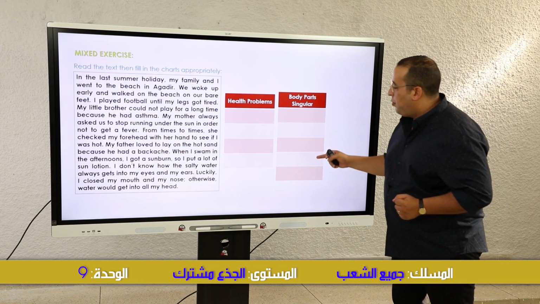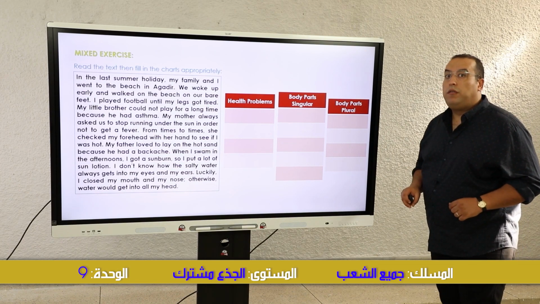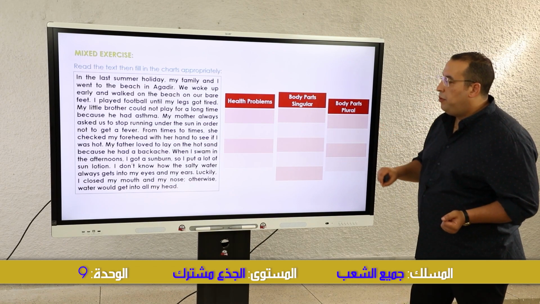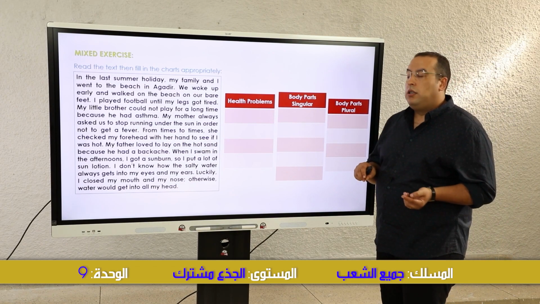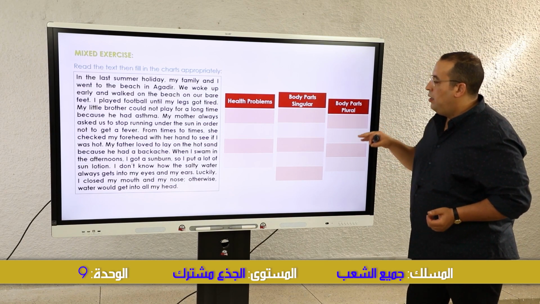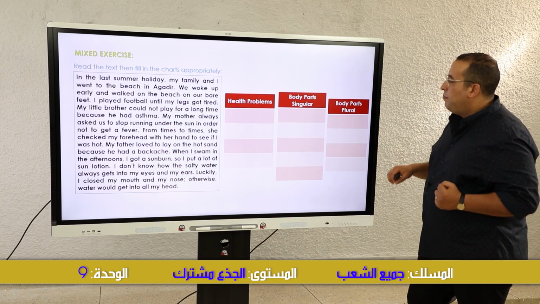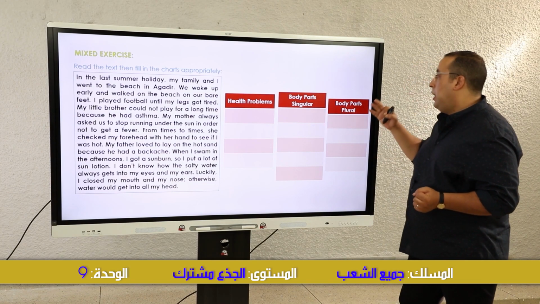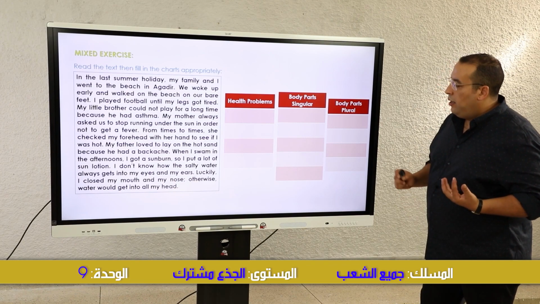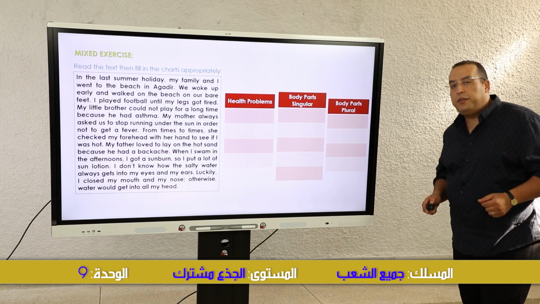We have 1, 2, 3, 4, 5. And the last one is body parts plural form. Now all of these examples are in the text. So you have to take your time and read the text again. Then you fill in the chart. Okay? And pay attention, please, that there is body part singular and plural so that you don't mix them together. In order to do this, I'm going to give you a little time. See you afterwards.